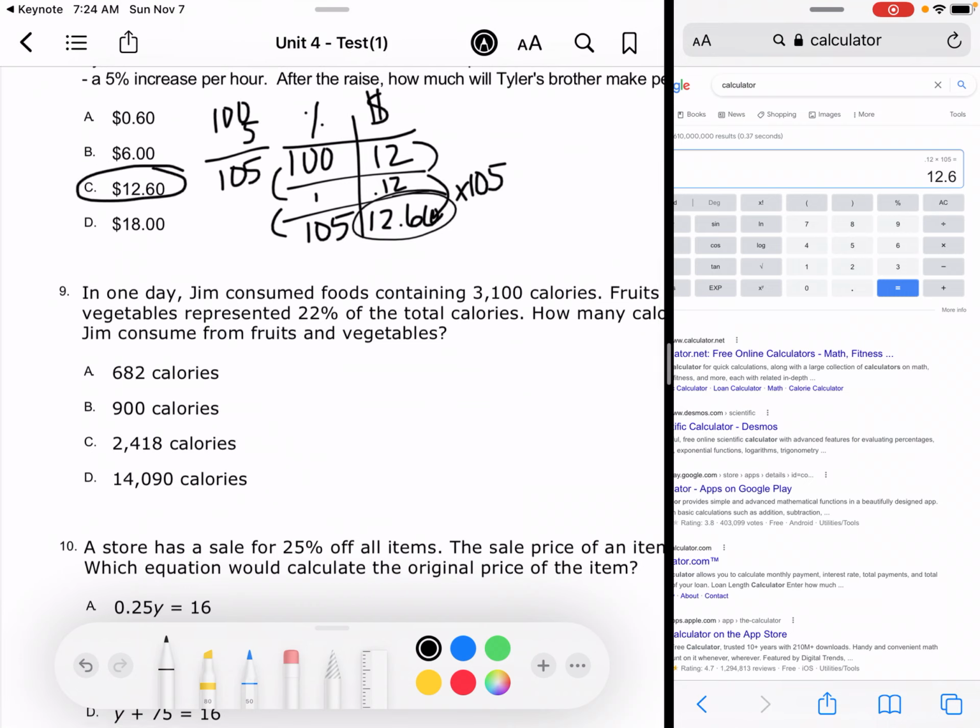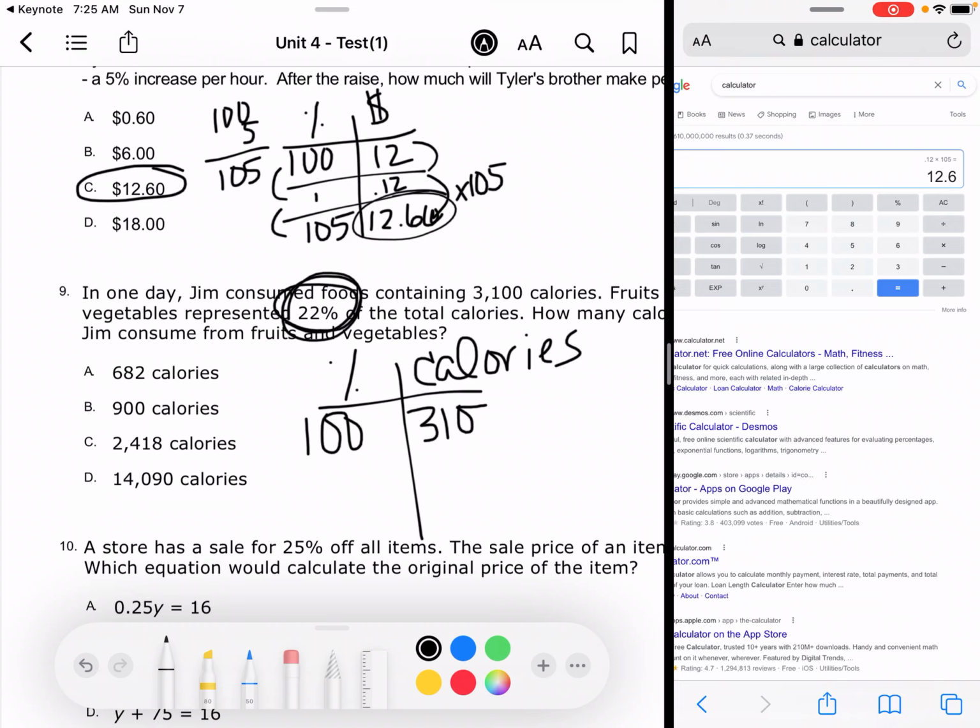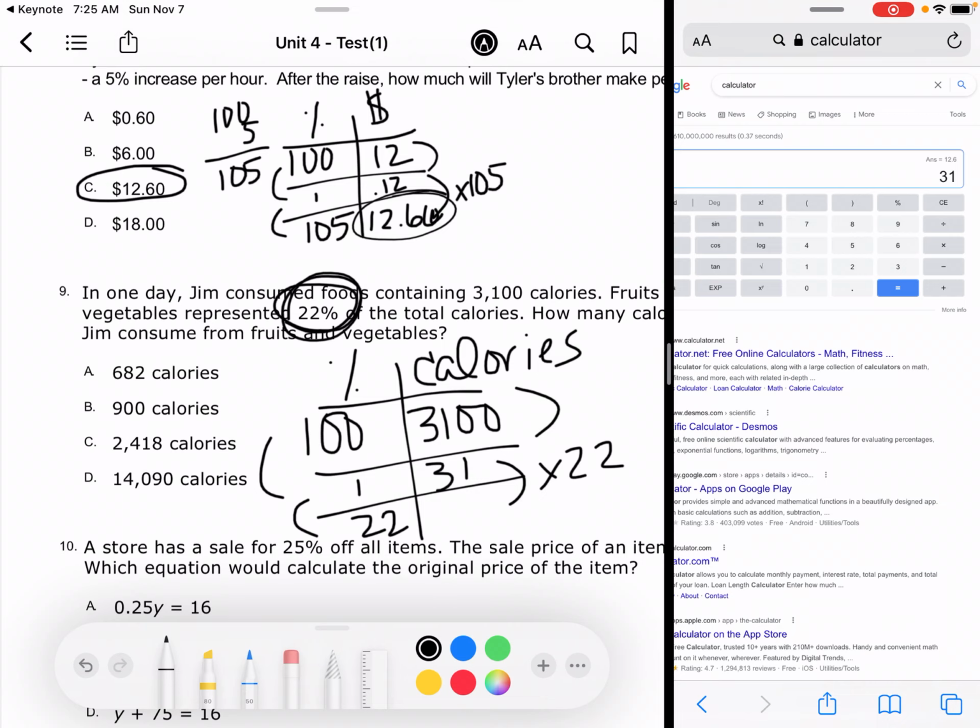One day, Jim consumed foods containing 3,100 calories. Fruit and vegetables represented 22% of the total calories. How many calories did he consume from fruits and vegetables? So I just want to know the 22%. So I'm dividing by 100, and I'm multiplying by 22. So 31 times 22, I get 682 calories.